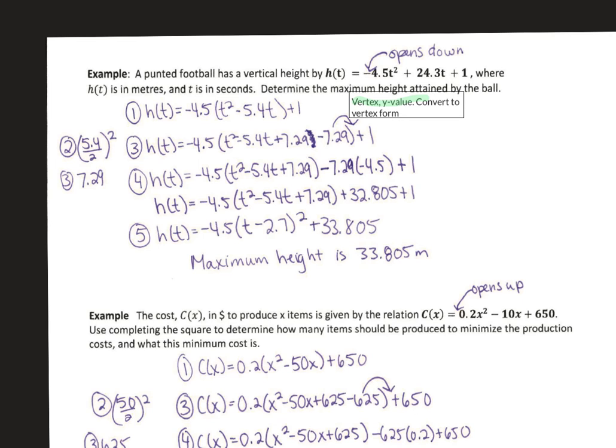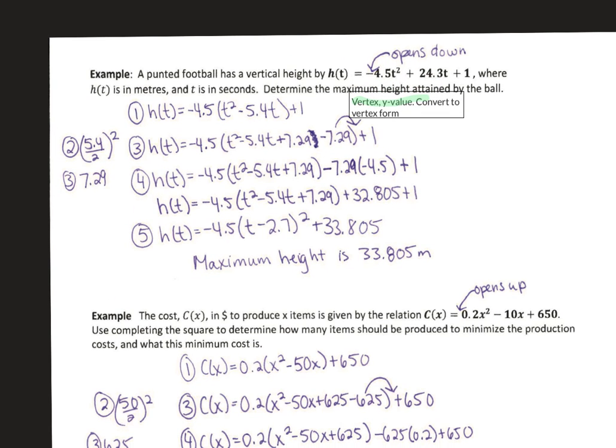So again, we have h of t equals negative 4.5 t squared plus 24.3 t plus 1, and we're going to go ahead and complete that square. So we have to pull out the negative 4.5 from our first two terms. When we pull out 4.5 from our first two terms, we're left with t squared minus 5.4t. Remember, we're dividing both those terms by negative 4.5 from our original function. When the t squared term gets divided by negative 4.5, we're left with just t squared. When 24.3t gets divided by negative 4.5, we're left with a negative 5.4.